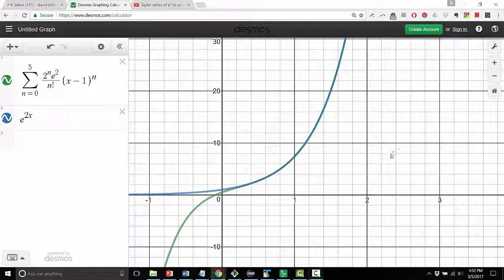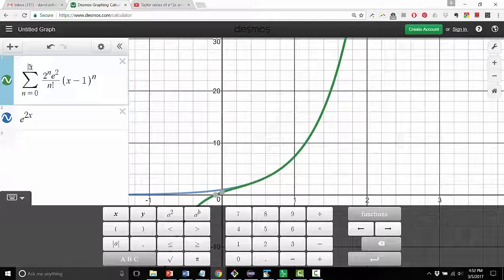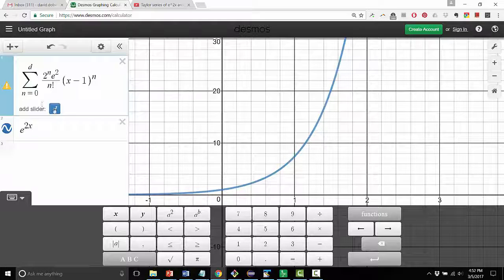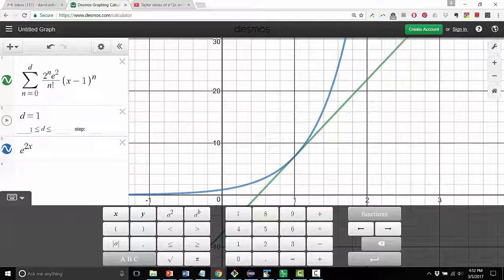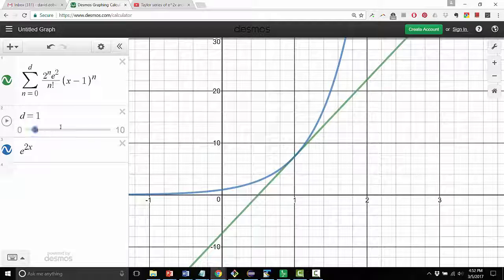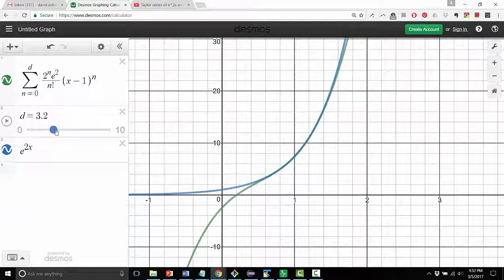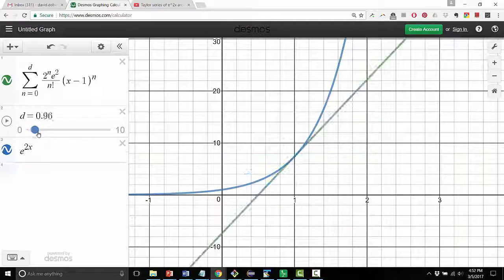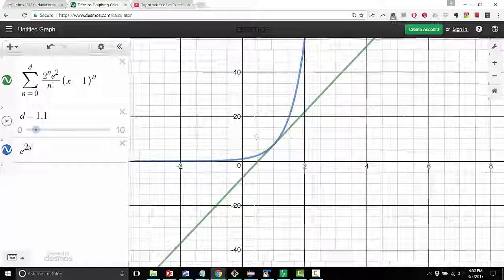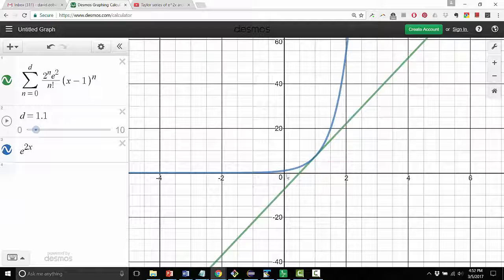So here I've just rescaled my axes so that it's a little bit easier to see. Instead of doing a 5th degree, let's do a degree d, and then I'll have a slider for d, which will go from degree 0 up to degree 10. So there my first degree is a tangent line, quadratic, cubic, 4th degree, 5th degree. And so this looks just like it did before, only now it's all centered around x equals 1 instead of x equals 0.